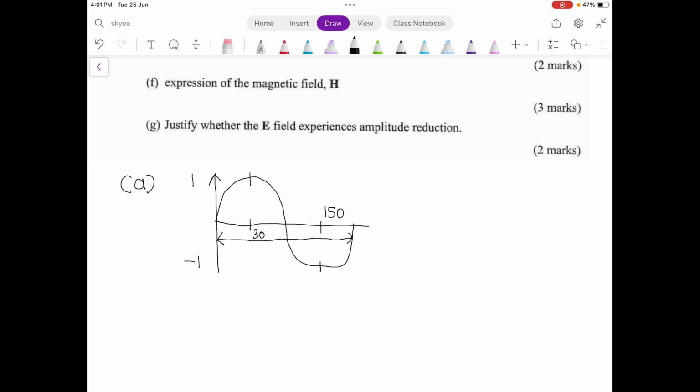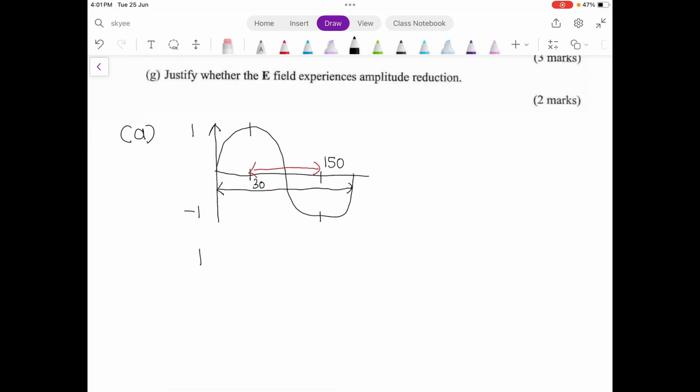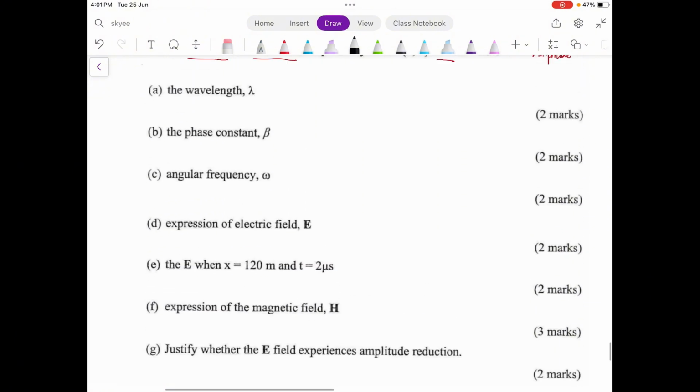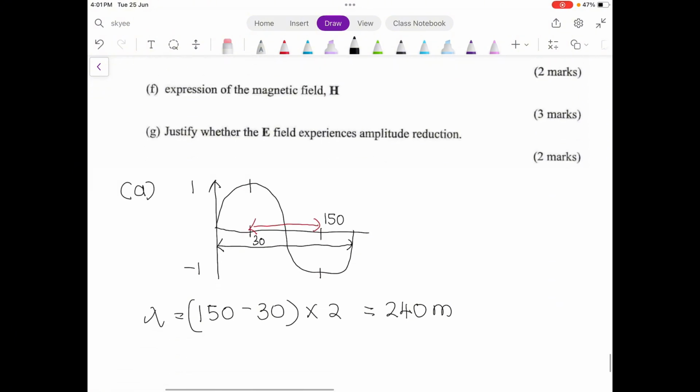If you want to find the wavelength, from here until here will be half of the wavelength. Am I right? Half of the wavelength. So lambda is equal to 150 minus 30. This one will be the half wavelength, and if you multiply by 2, it will be the full wavelength. So it equals 120 multiplied by 2, which equals 240 meter. So this one will be the wavelength.